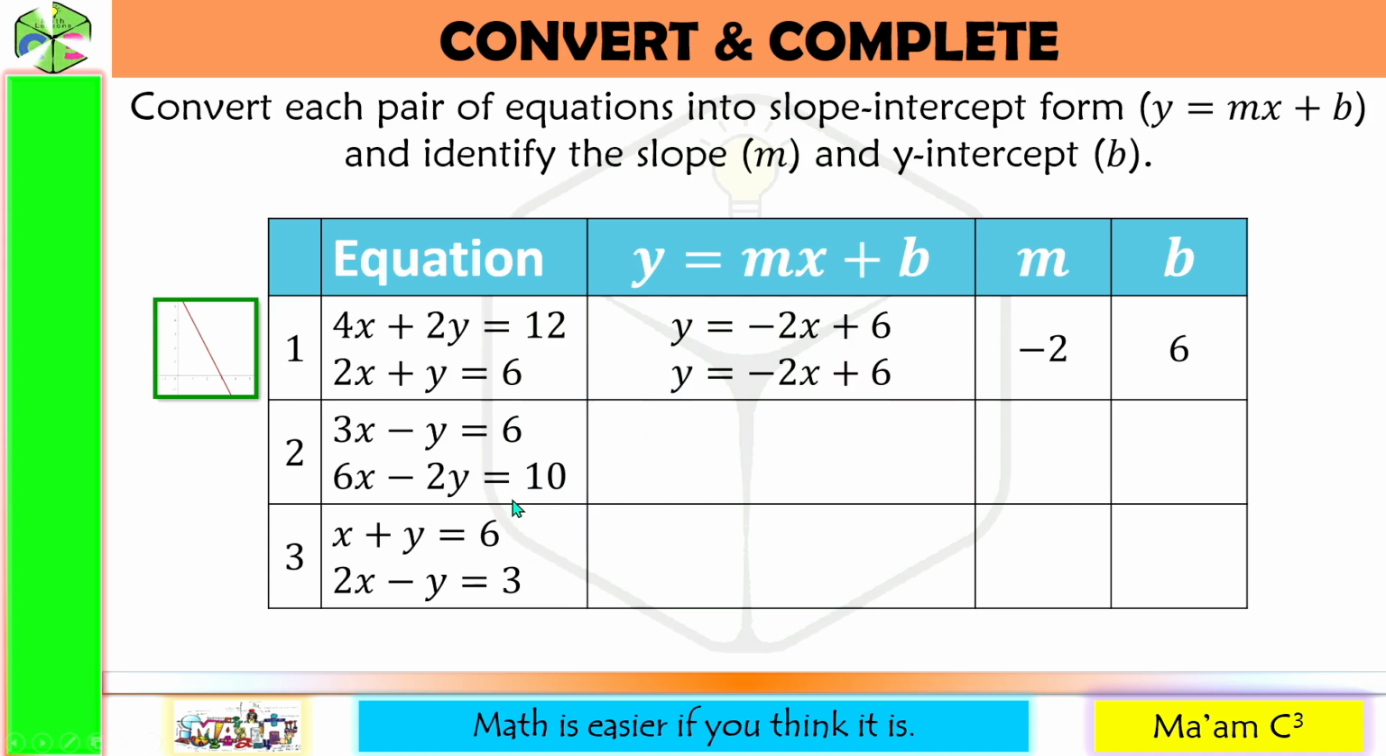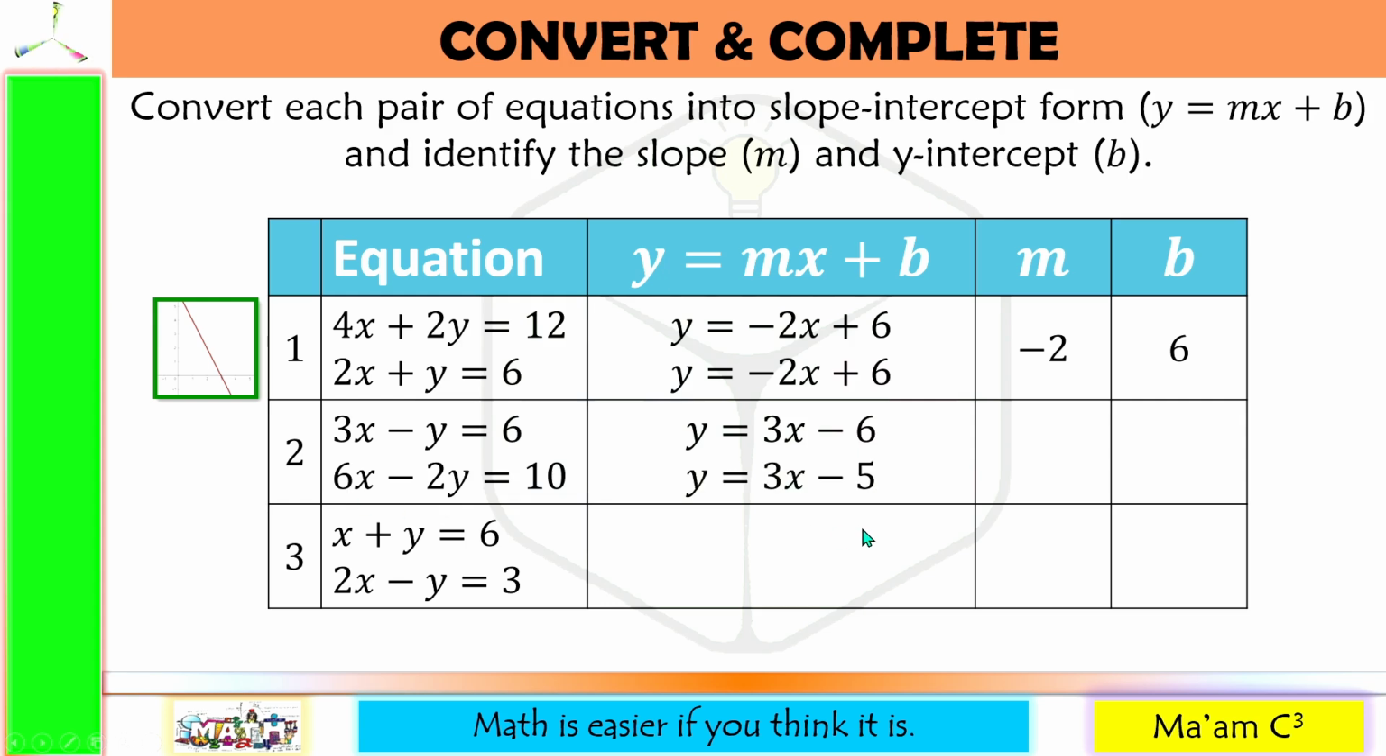Let's have number 2. Let us move y here to make it positive and then 6 on this side. So this will be y is equal to 3x minus 6. This one, let us move y on this side, 10 on this side, and divide everything by 2. So this will be y is equal to 3x minus 5.